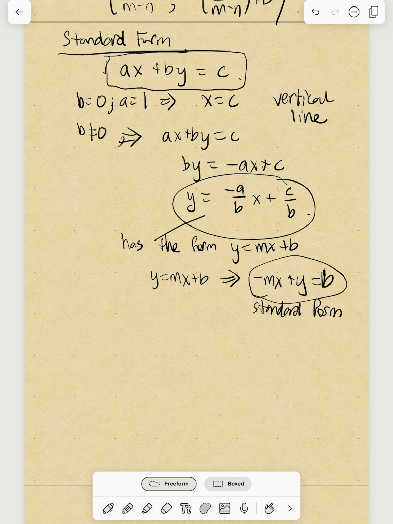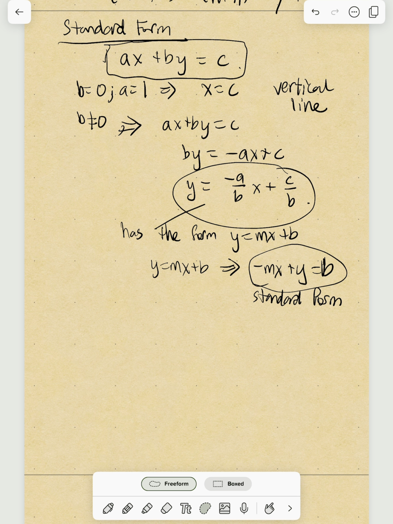And there's also the standard form. The standard form of a line is ax plus by equals c. And what's nice about the standard form is that, so before, with non-vertical lines, you have y equals mx plus b, but then you have a different form for vertical lines, and that's x equals constant, x equals c. Right, so that's not ideal. For the standard form, you actually get all the lines at once. You don't have a separate thing for vertical lines.